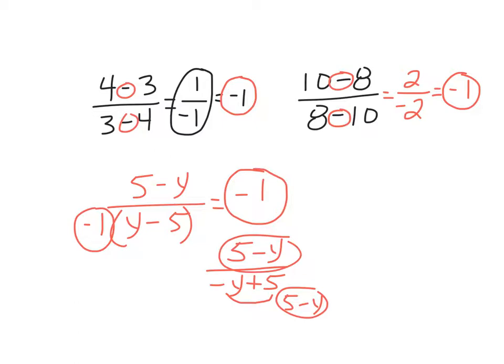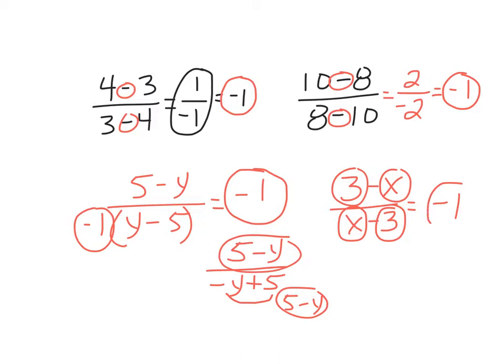So I just want to let you know that any time at all that you have something like that, let's say 3 subtract x over x subtract 3, if the numbers or the variables are the same, they're just in the reverse order and it's subtraction, the answer is always going to be a negative 1.